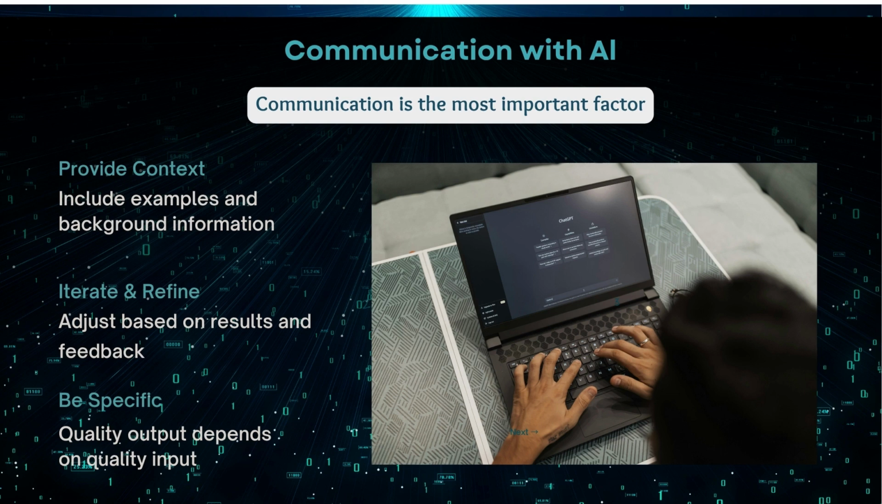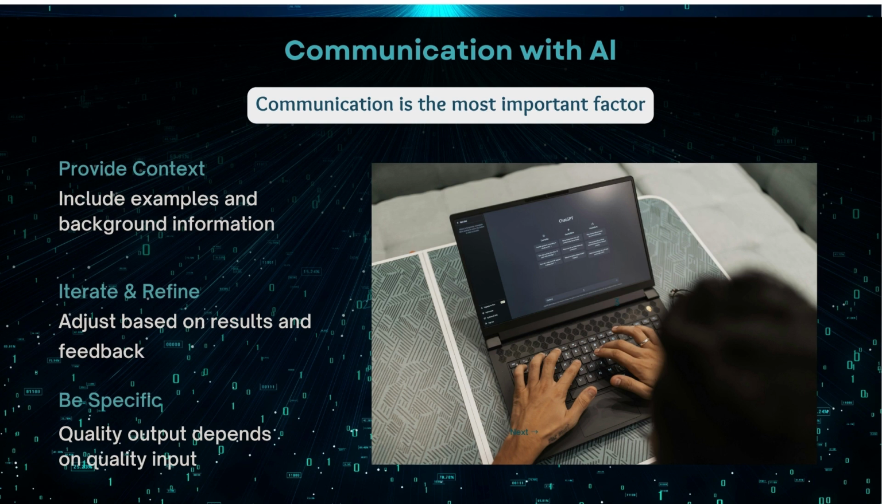Second, iterate and refine. Don't expect perfect results on the first try. Review the output, give feedback, and adjust your instructions, just like you would when collaborating with a human designer. This process helps you zero in on the best results.